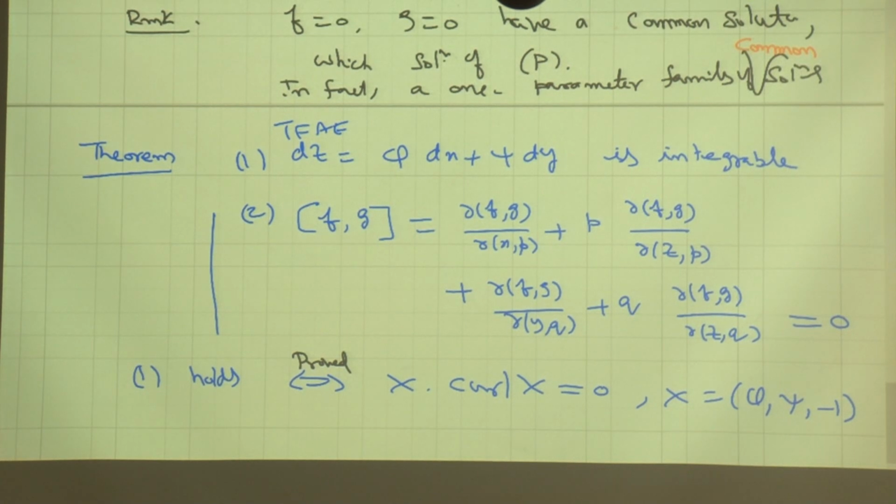No, that was x dot curl x equals 0 if and only if mu x dot curl mu x is 0. So that means we have proved this. It's okay if you have not proved it. We know this: x dot curl x is 0, where x is this. So now we expand on this. What is the x dot curl x business here? We know x is (phi, psi, minus 1), so we have to compute the curl of (phi, psi, minus 1).